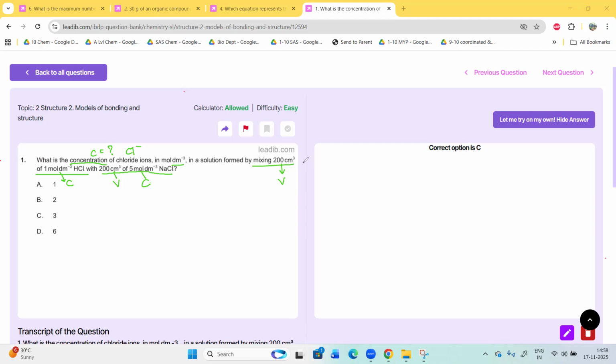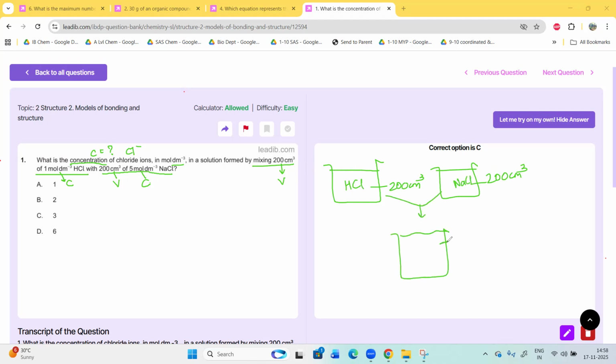Okay, so we'll start with the first thing. What is happening here? You have 200 centimeter cube of HCl, and in another beaker, you have 200 centimeter cube of NaCl. And now you're mixing these two. When you mix these two, what will happen to the total volume? The total volume will get added, so it will become 400 centimeter cube. And this will contain HCl and NaCl both.